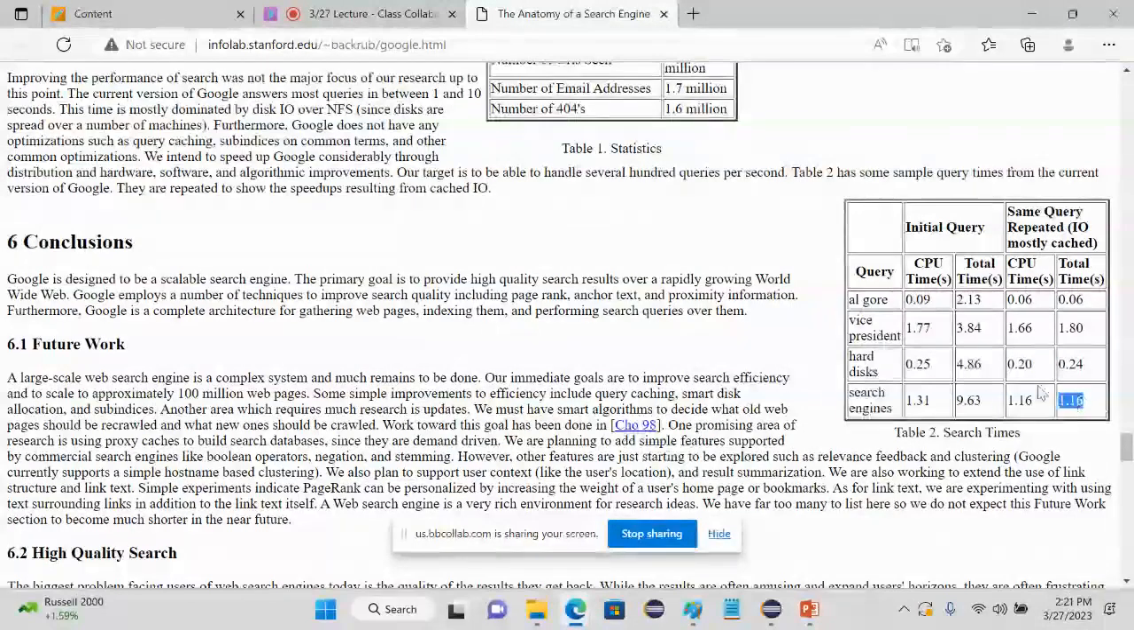But still, you can see that when the same query is repeated, you save a little bit of time on the CPU, not that much, right? So 1.77 to 1.66, 0.25 to 0.20, but you save a lot of time versus the hard drive, right? So here it's almost 5 seconds to pull all of that from hard drives, but if it's stored in RAM, we're at a quarter of a second. Anyway, they were doing caching right from the start, and I guess that's the point.